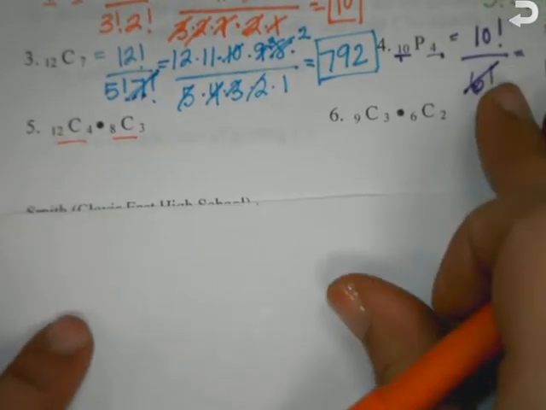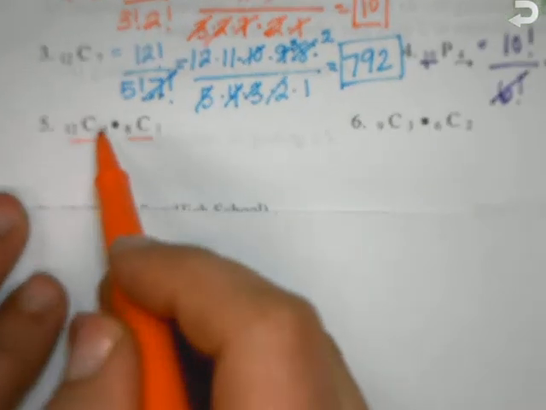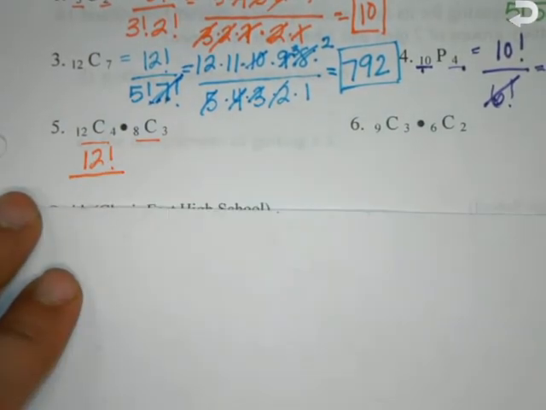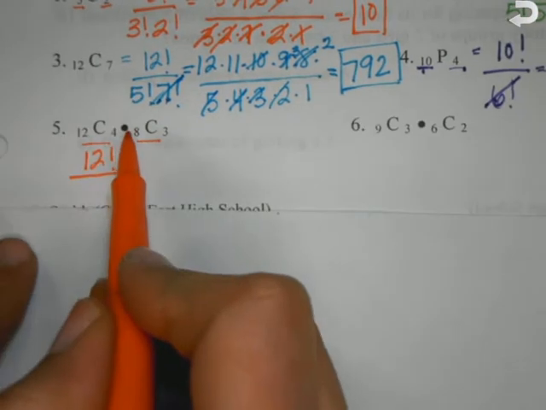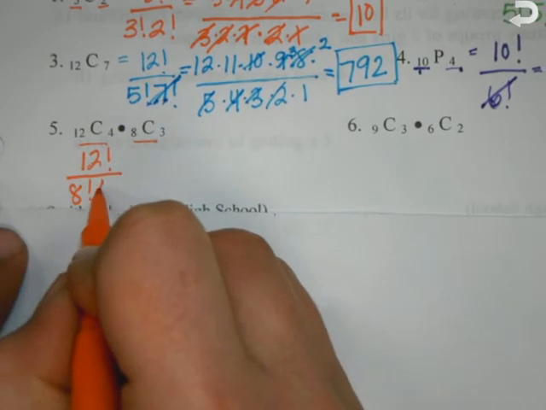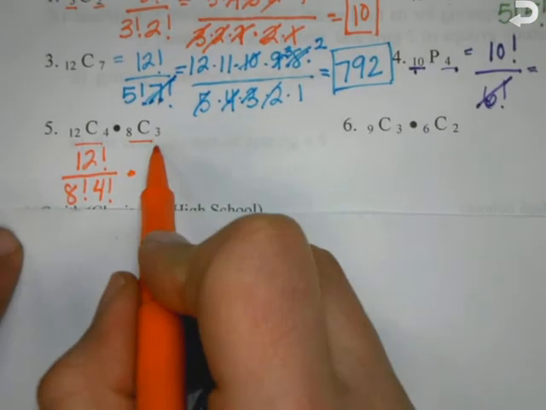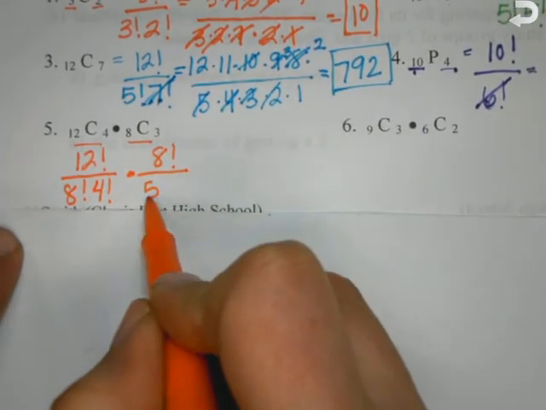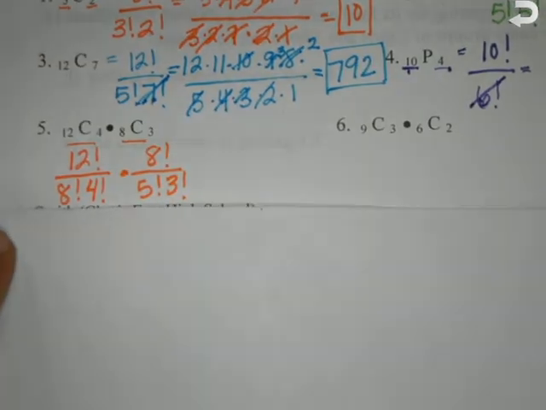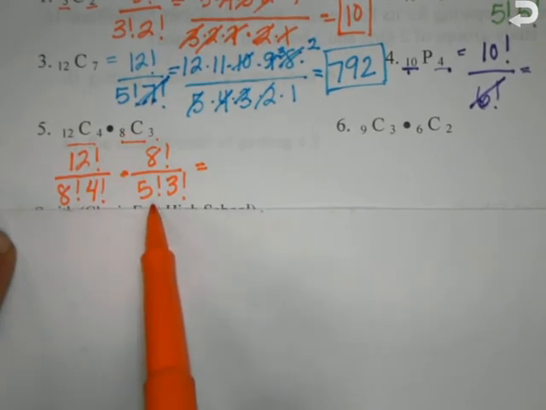If I have 12 different choices and I want to know how many combinations of 4 I can make, that's 12 factorial over 12 minus 4, which gives me 8 factorial, times 4 factorial. Times the second one, 8 factorial over 5 factorial times 3 factorial. We will be able to cancel some stuff. 8 minus 3 gives me 5.